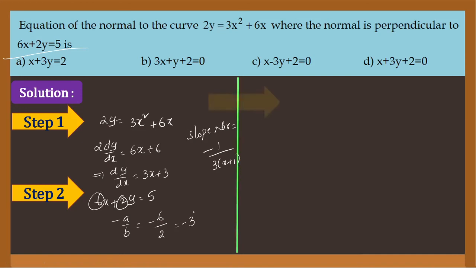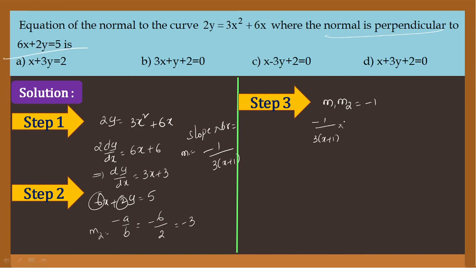Now find the point of intersection. Given normal is perpendicular to this line, so product of the slopes is equal to -1, that is m1 into m2 = -1. Here consider slope of the normal is m1 and slope of this line is m2. So here substitute these terms, -1 by 3 into (x + 1) into m2 is -3 = -1. Here 3 gets cancelled, minus into minus plus. This implies x + 1 = -1. This implies x = -2.